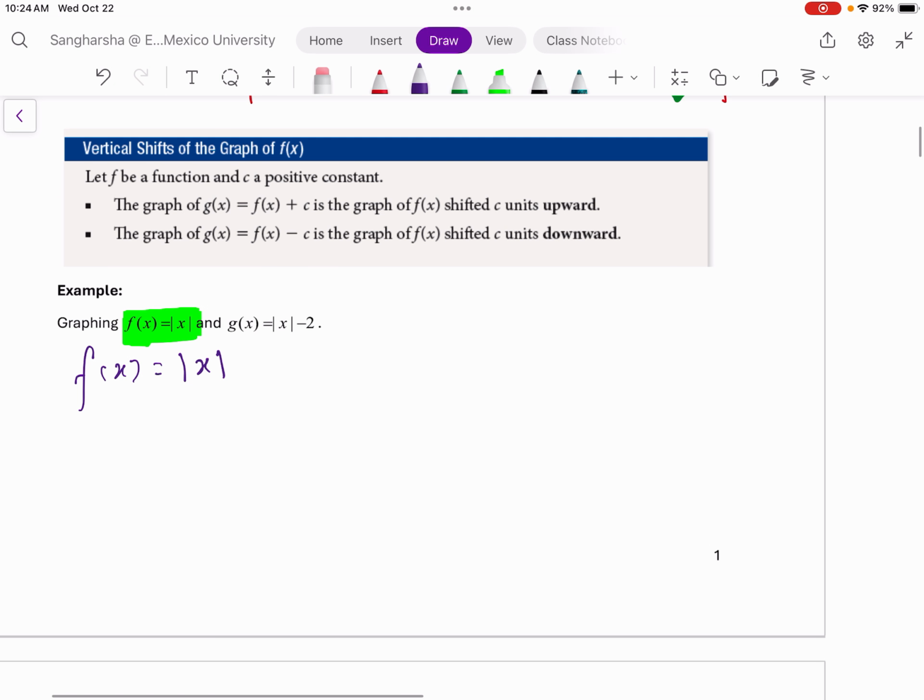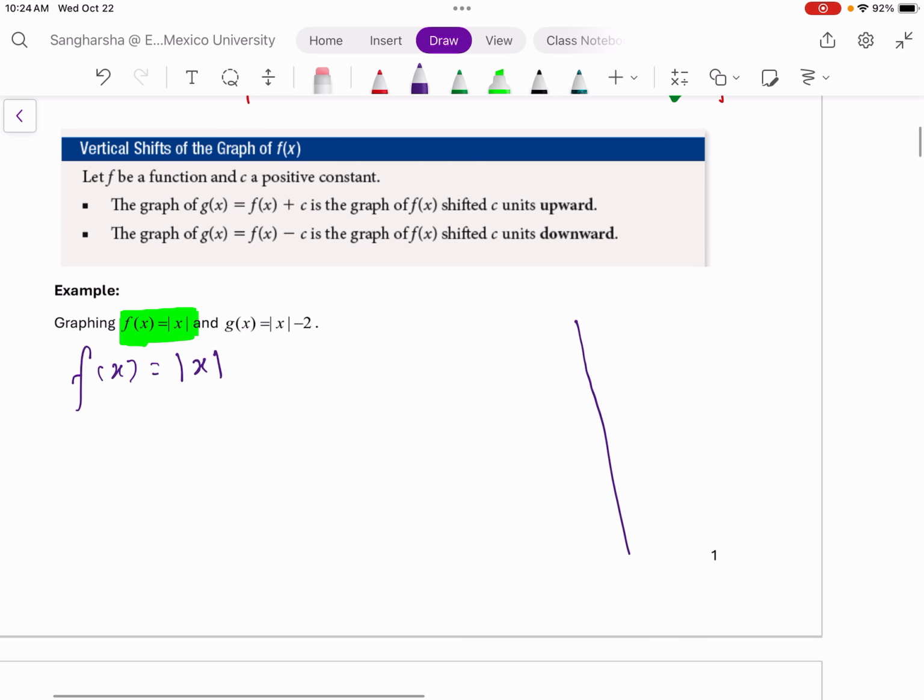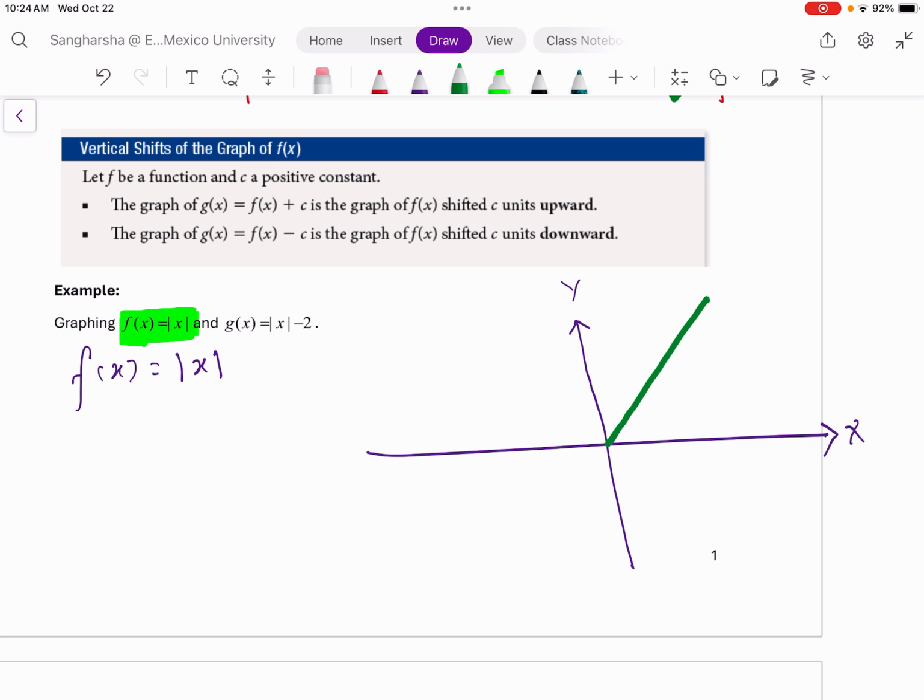This is our basic function, and the graph of this basic function is a V shape. The absolute value function has a graph in V shape. So you draw a V shape at the origin. Make sure you are drawing at the origin. You do not need points here, you just need the shape of the graph. This is the absolute value function, so we draw a V shape.